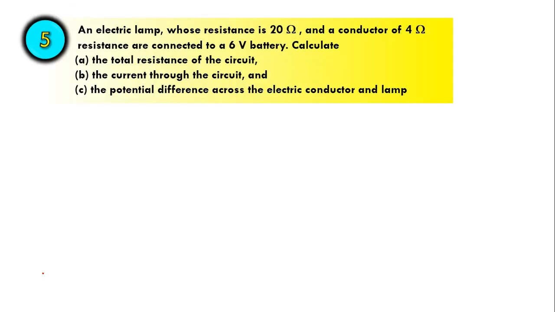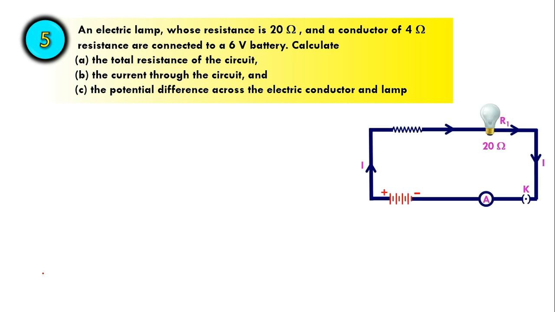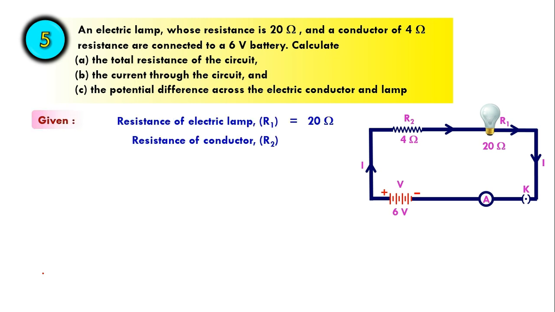Is it clear? Yeah. An electric lamp whose resistance is 20 ohms and a conductor of 4 ohms resistance are connected to a battery of 6 volts. Calculate the total resistance of the circuit. Okay, one conductor is there and one lamp is there. Conductor resistance is 4 ohms, lamp resistance is 20 ohms. So here total resistance of the circuit is how much?